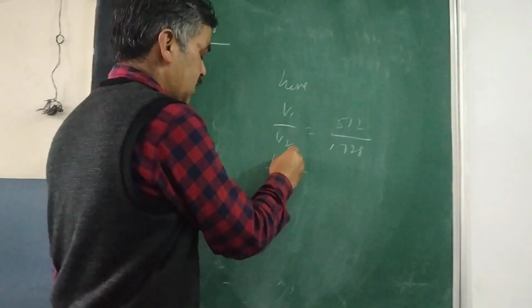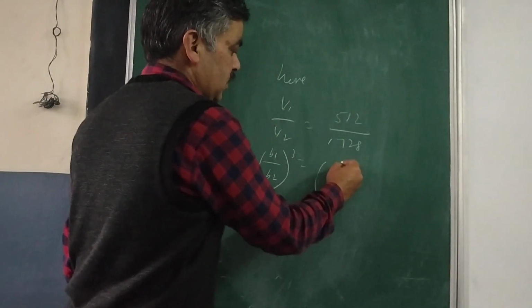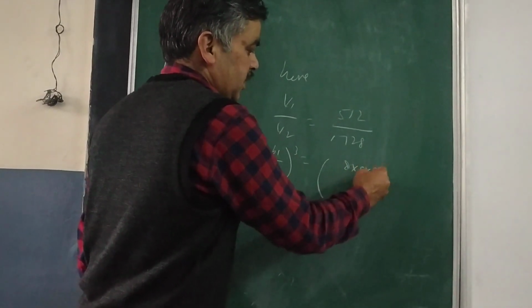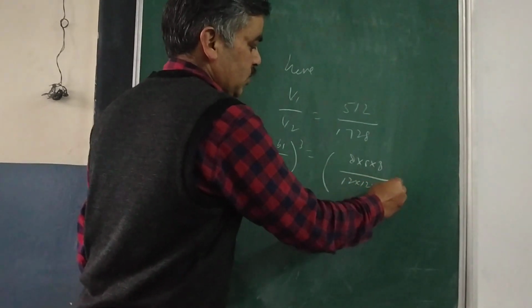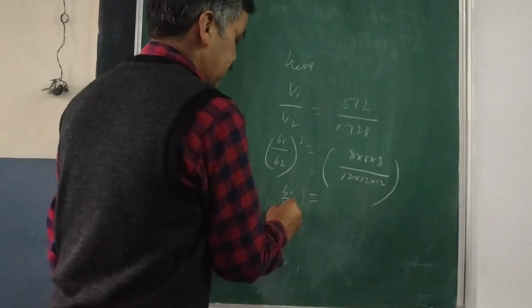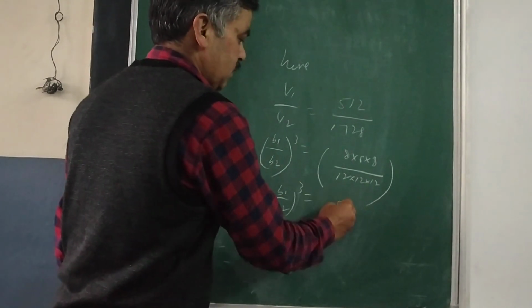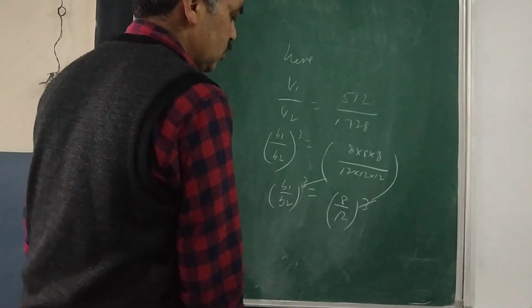So here that is the perfect cube. Here also you can see, if you check, 8 into 8 into 8. This, if you check, will come somewhere 12 into 12 into 12. Both are perfect cubes. So B1 upon B2 whole cube, somewhere you will be getting 8 upon 12 whole cube. You can cancel cube with cube.